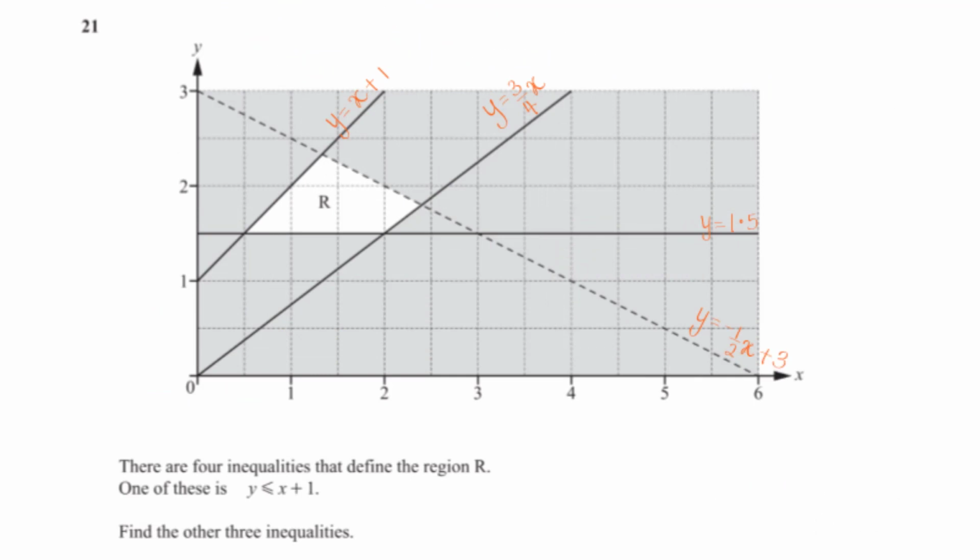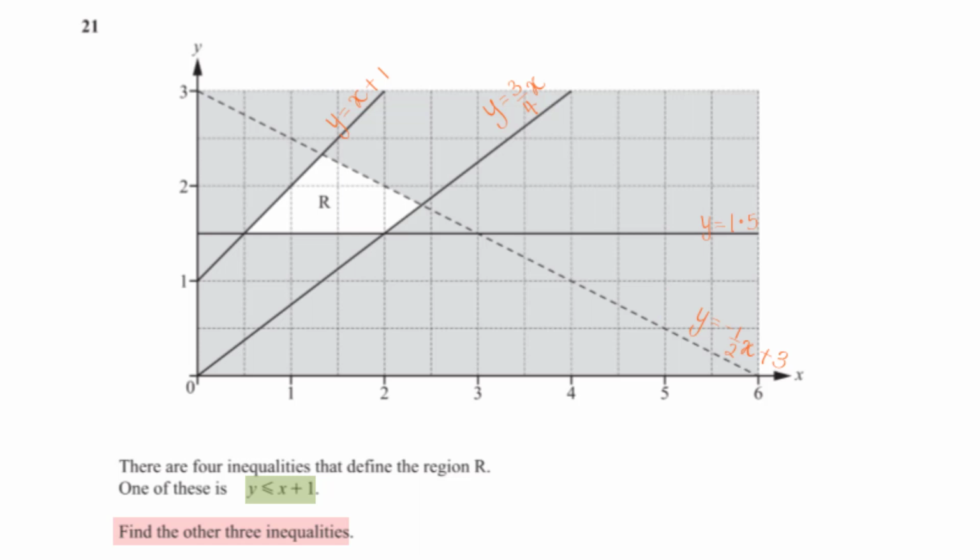There are 4 inequalities that define the region R. One of these is y is less than or equal to x plus 1. Find the other 3 inequalities. So first off, let's find and label the equations of the lines using y equals mx plus c. So after completing this step, this is how I go about the next step.